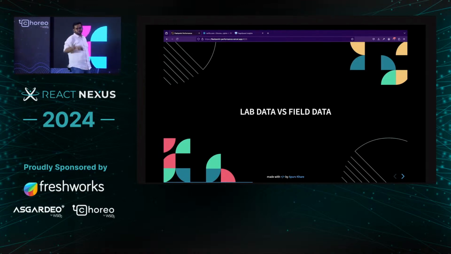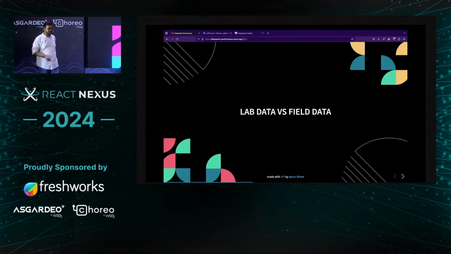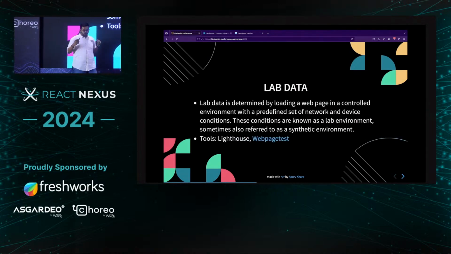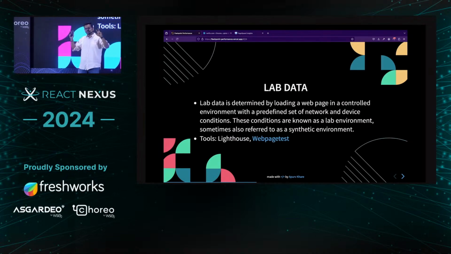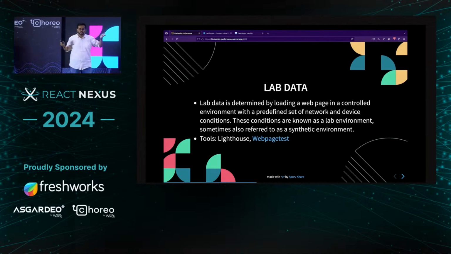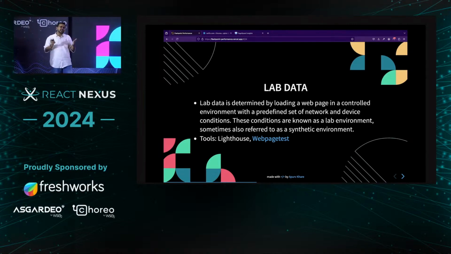Now that we know the metrics, let's understand what kind of data we measure them on. There are two types of data. One is lab data, one is field data. Let's talk about lab data. Lab data means you measured your performance in a controlled environment where you had control over the connectivity, let's say 2G, 3G, 4G, whatever you want, and over the device specification, like 8 GB RAM, 16 GB RAM, 4 GB RAM. So that is a lab environment.